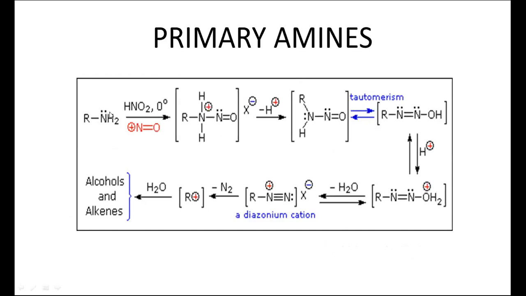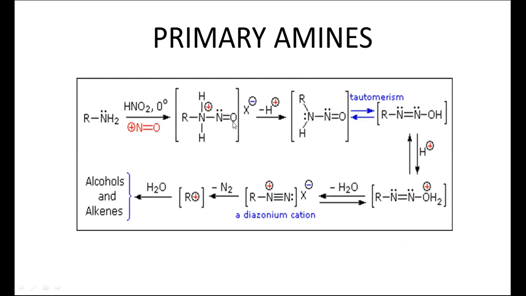Now this primary amine, when treated with this mixture, what is that mixture? Sulfuric acid and nitrous acid, formed by the action of NaNO2 and H2SO4. That will give the nitrosonium ion. This nitrosonium ion forms a salt, isn't it?